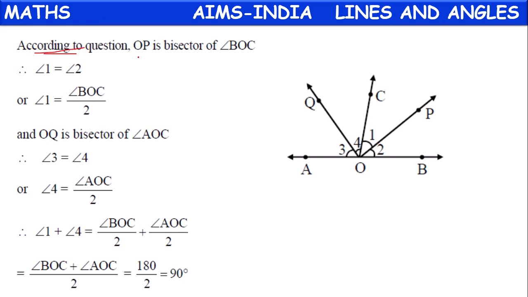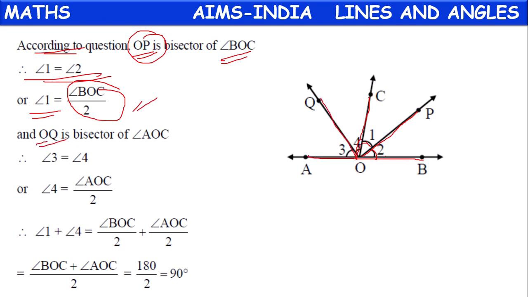So according to the question, OP is the bisector of BOC. So this BOC angle is bisected by OP. So these two will be equal. Angle 1 equal to angle 2. So angle 1 equal to, in BOC it is half part, BOC by 2. And OQ is the bisector of AOC. Then 3 equal to 4.